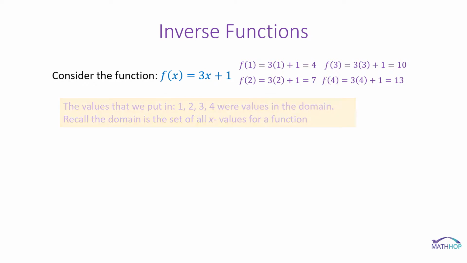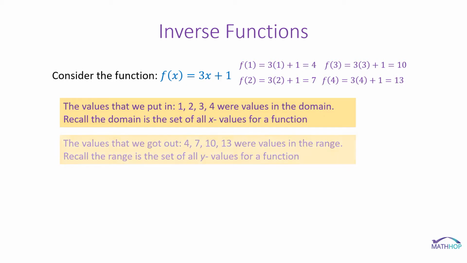So those values that we put into the function, 1, 2, 3, and 4, those are values in the domain. The domain, remember, is the set of all x values for a function. And when we put those values in, the values 4, 7, 10, and 13 that we got out, those were not only outputs, but values in the range, because the range is the set of all y values.